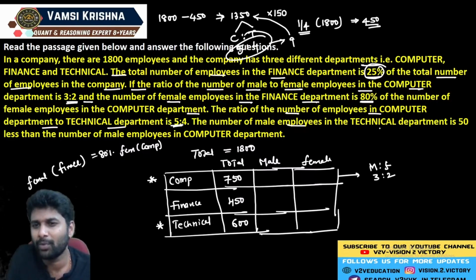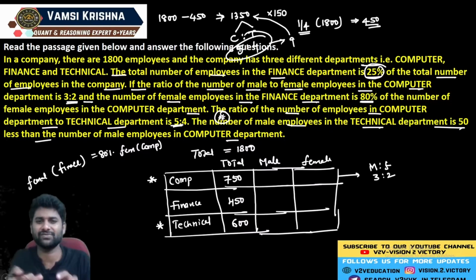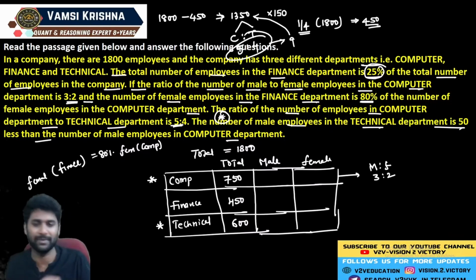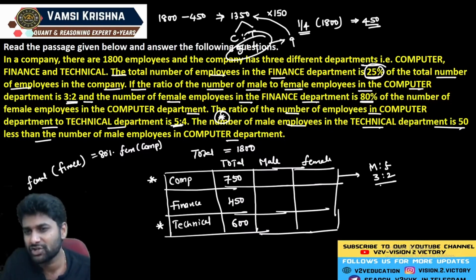The number of male employees in the technical department is 50 less than the number of male employees in the computer department. So let's take it as a variable. Why? Because we don't know how many males and females there are in the different departments. First comparison, we have a ratio of 3 is to 2.